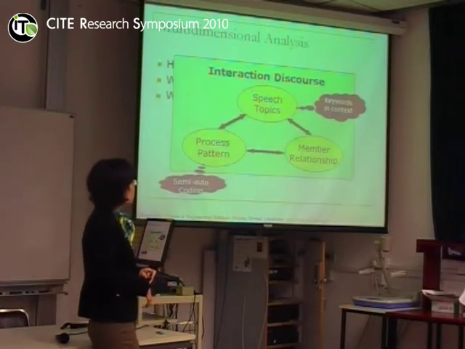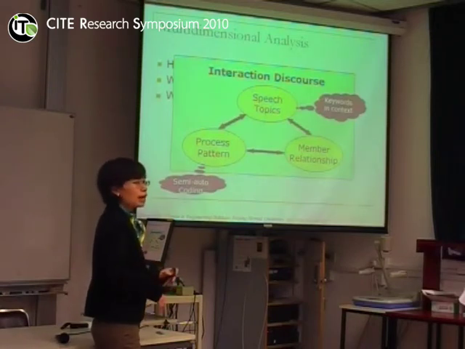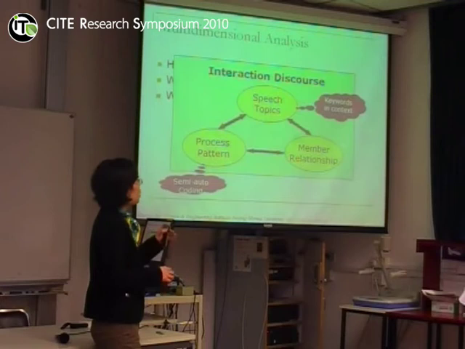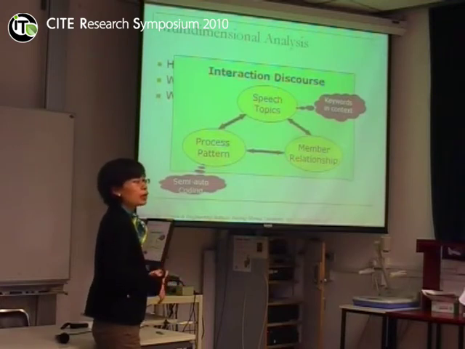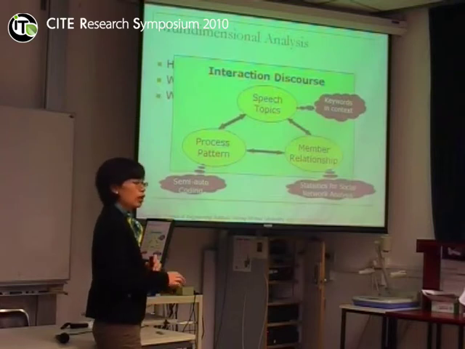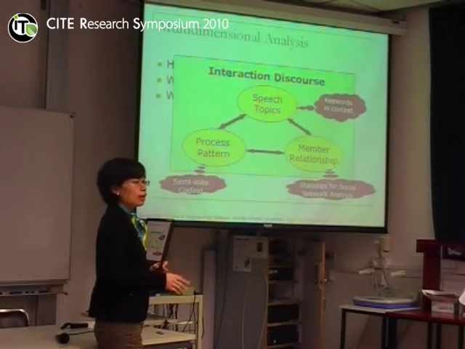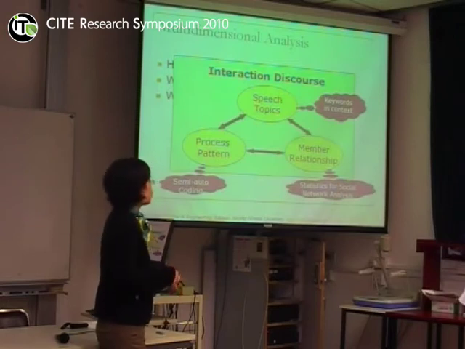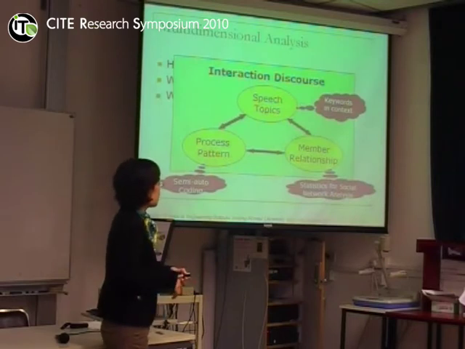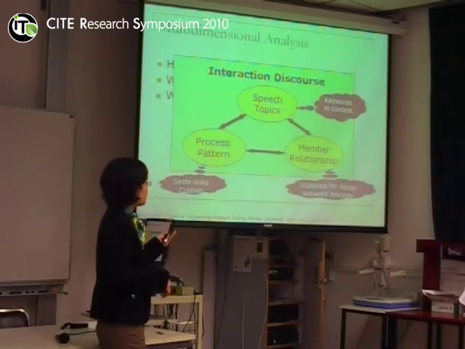The second is that if we want to discover what the students are talking about, we try to discover some keywords in context. And the third is that if we want to know the relationship between the participants, we have to do some statistics, such as SNA, social network analysis.